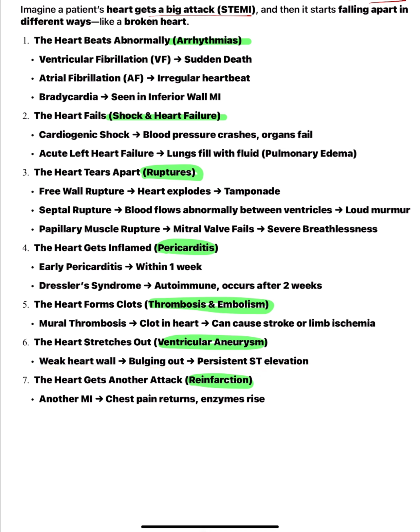So remember, the heart beats abnormally, heart fails, then heart tears apart, then heart gets inflamed, forms clots, then stretches out. Stretches out means it will manifest as ventricular aneurysms, and the heart gets another attack, that is reinfarction. So remember like that, try imagining it this way and you can understand this better.